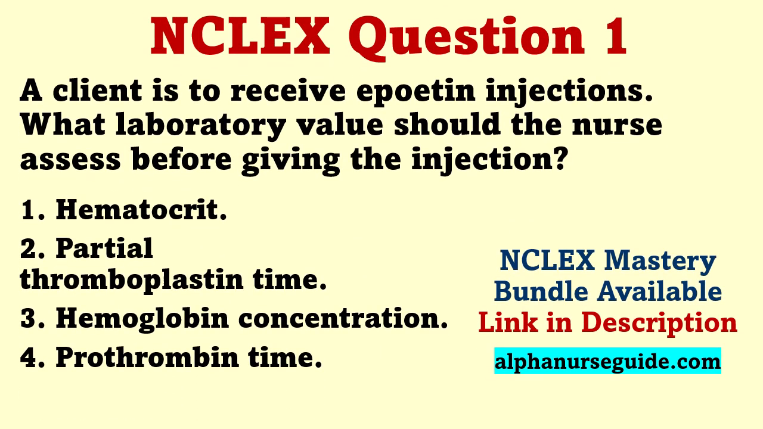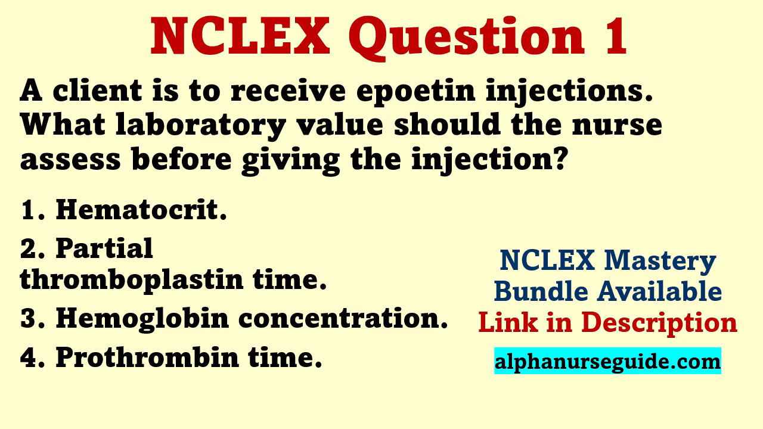A client is to receive Epogen injections. What laboratory value should the nurse assess before giving the injection? 1. Hematocrit. 2. Partial thromboplastin time. 3. Hemoglobin concentration. 4. Prothrombin time. The correct answer is 1.